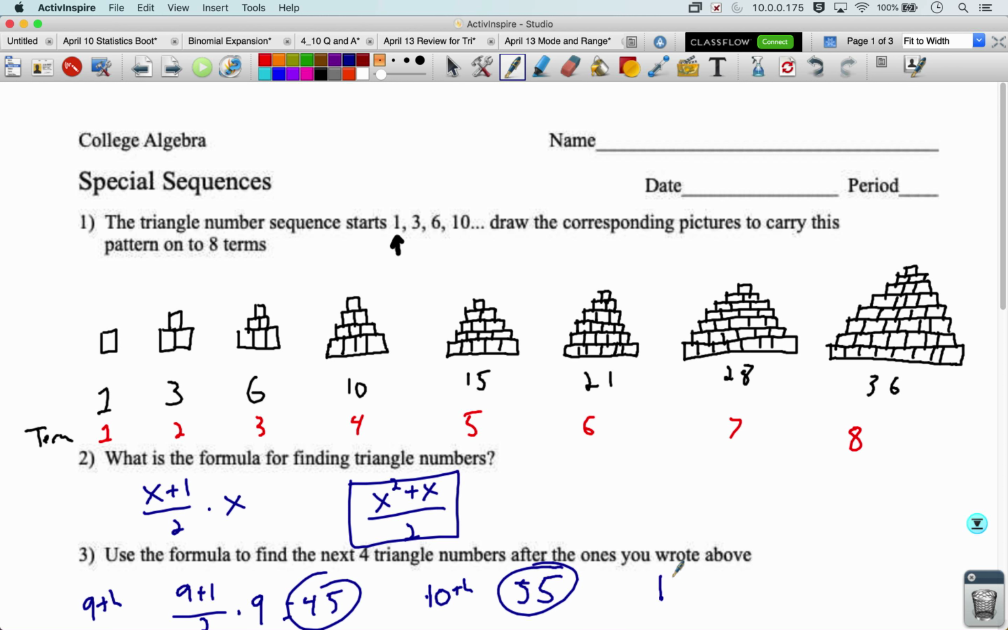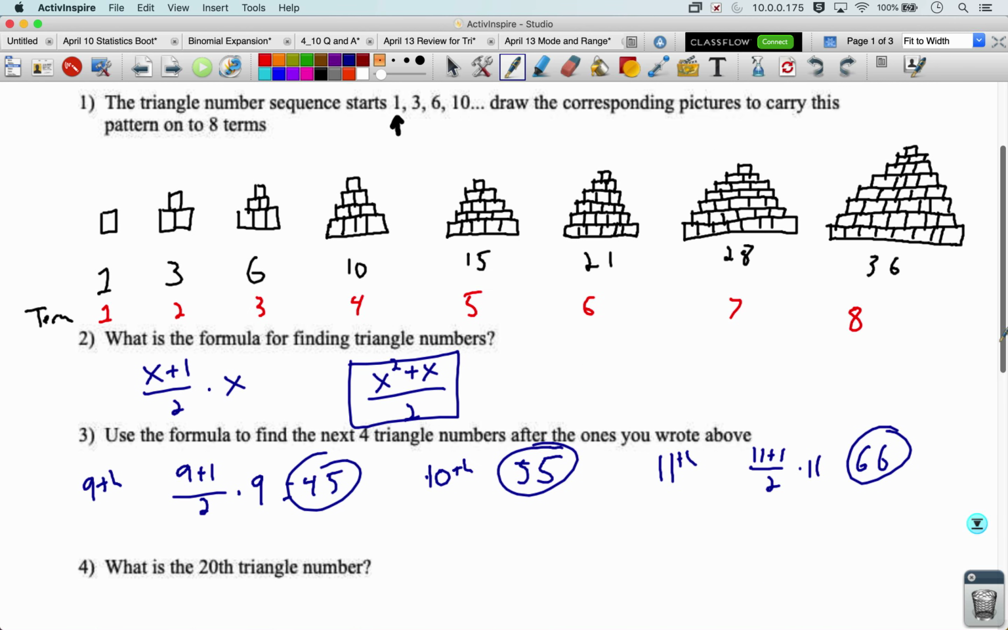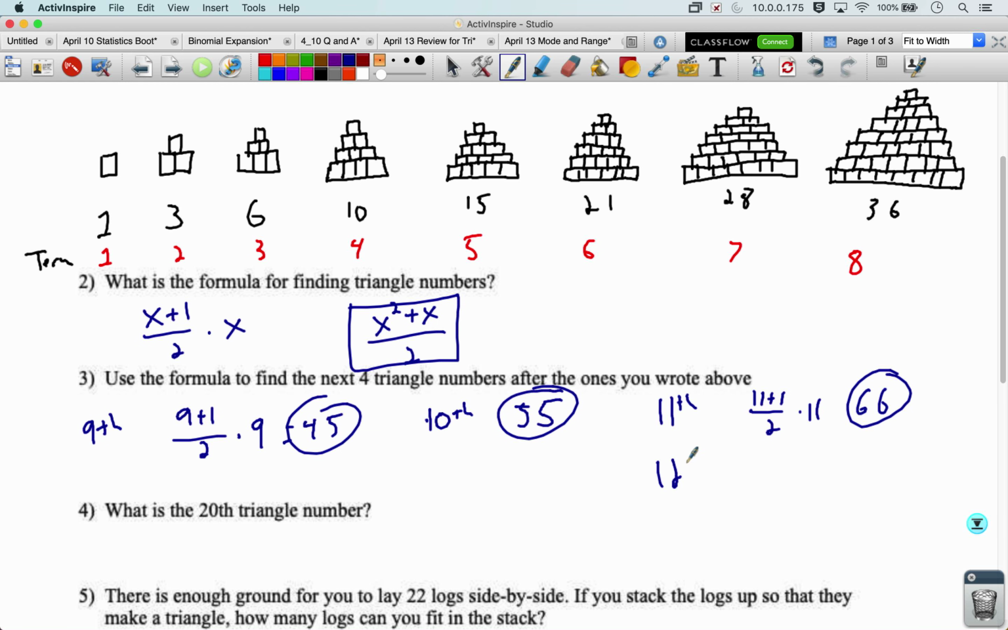For the 11th, that's going to be (11 plus 1) over 2 times 11. So that becomes 12 divided by 2, 6, so that's 66. See if you can get the 12th. And the shortcut would be to just do 66 plus 12. You get 78.